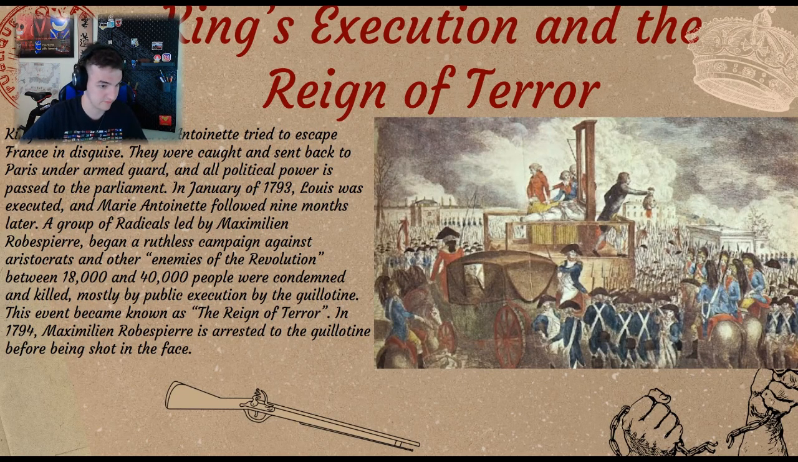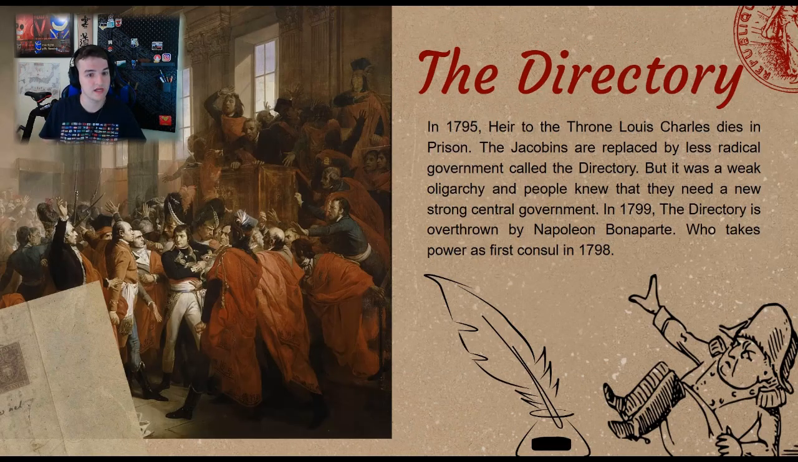In 1794, Maximilien Robespierre was also arrested and sent to the guillotine, but not before being shot in the face. After that, the French established the Directory.